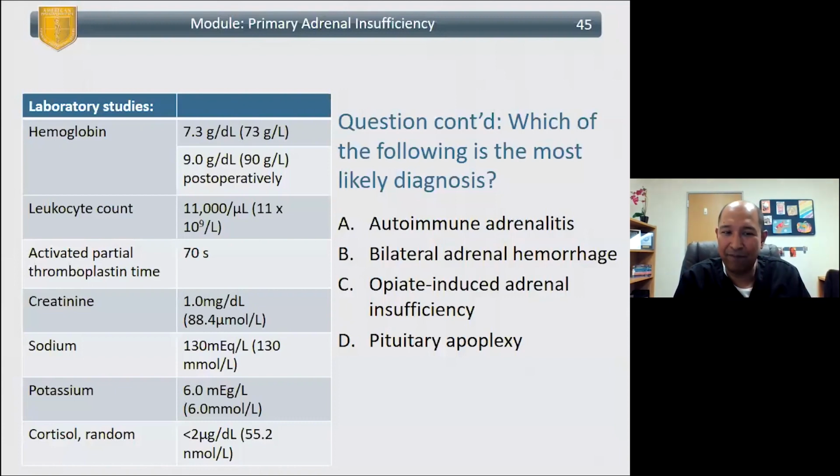I think the problem here is really focusing on the adrenals. Is this opioid-induced adrenal insufficiency? Probably not, because opioids don't really induce adrenal insufficiency. Is this an autoimmune adrenalitis? Well, I think the adrenals are gone, but does this seem like something that was kind of building up? I would probably say no.